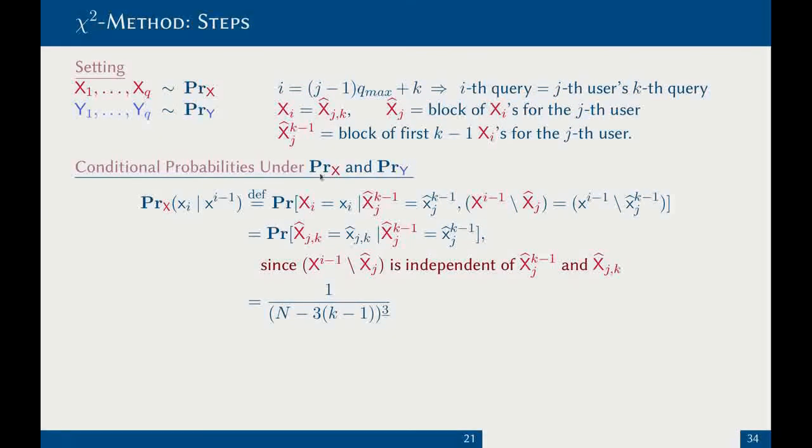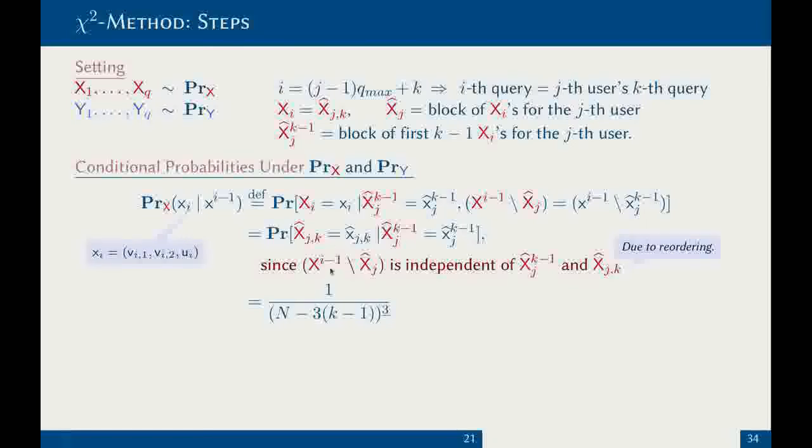Now, we come to calculating these conditional probabilities under the distributions Pr_X and Pr_Y. So here x_i is this triple. This part is slightly technical, but what I want to highlight is that this conditional probability, which is conditioned on the entire previous history and takes into account the replies from all the users, can be reduced to this conditional probability, where the history is limited to only the jth user. This is possible due to reordering, and we have discussed this reduction while we discussed the reordering of the transcripts.